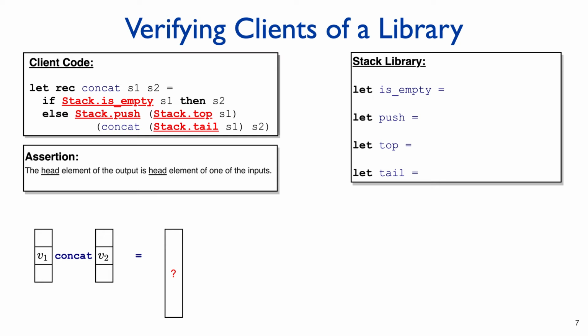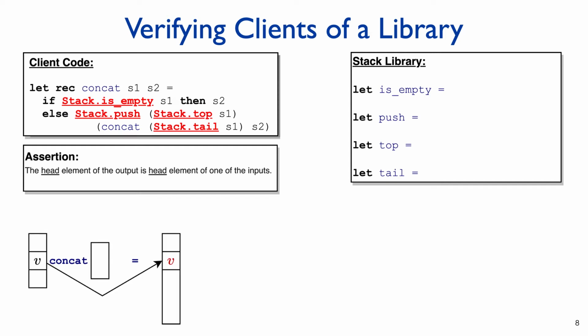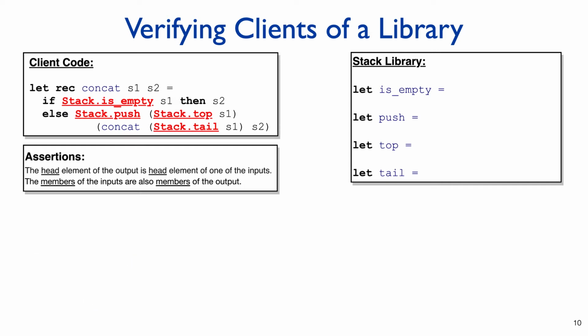And we also want to verify some membership property. The members of the output stack could be the members of the first stack or the second. So we say the members of the inputs are also the members of the output.